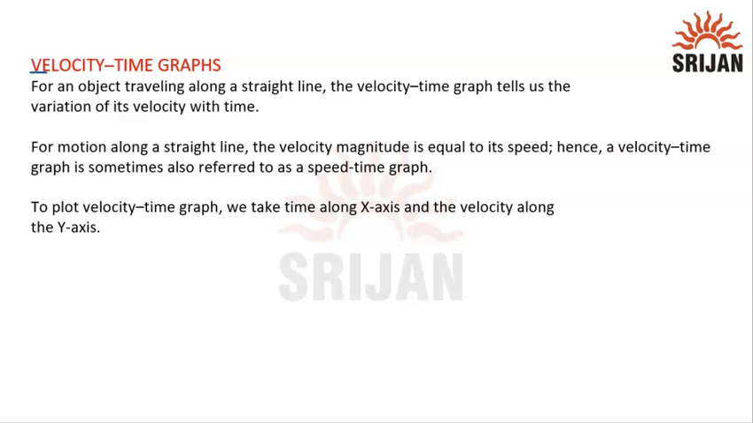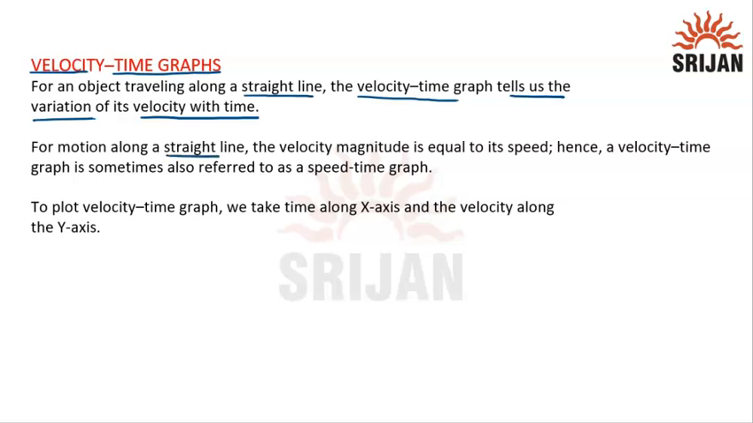The topic is velocity time graphs. For an object traveling along a straight line, the velocity time graph tells us the variation of its velocity with time. What is the significance of the velocity time graph and what is the need of plotting it? Basically, to check how the velocity of an object is changing with respect to time.